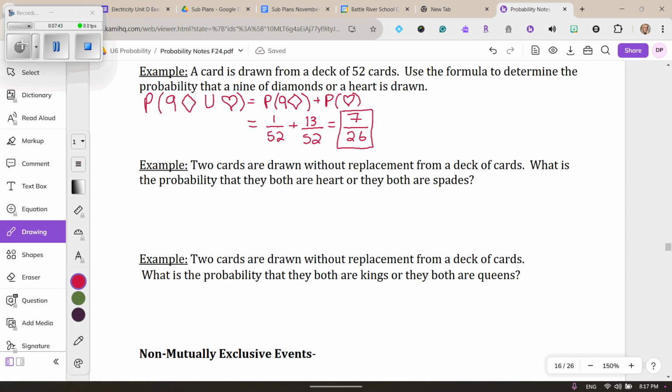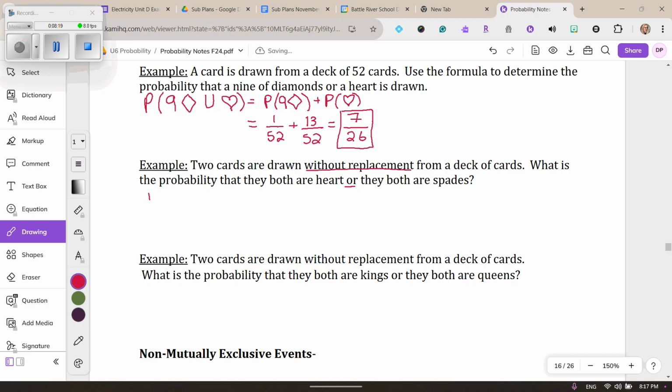Next example. 2 cards are drawn without replacement from a deck of cards. What is the probability that they are both hearts or both spades? So a couple different things here. First off, this is without replacement, meaning that these events are going to be dependent on each other. We take a card out and it's going to affect outcome B. And we also have the OR statement here.